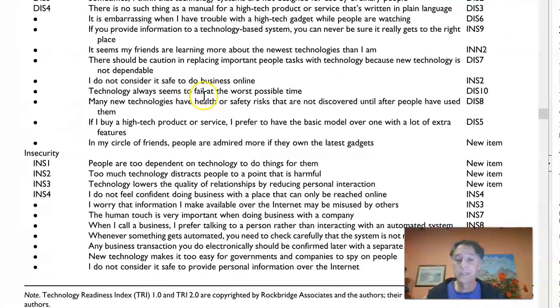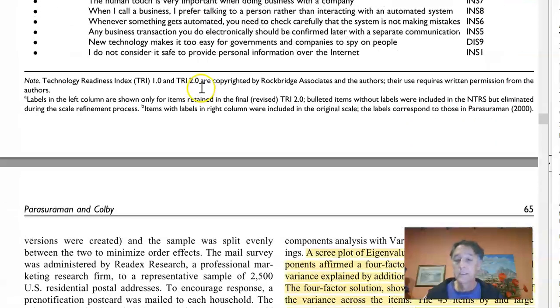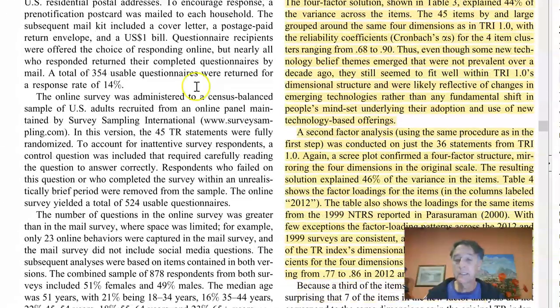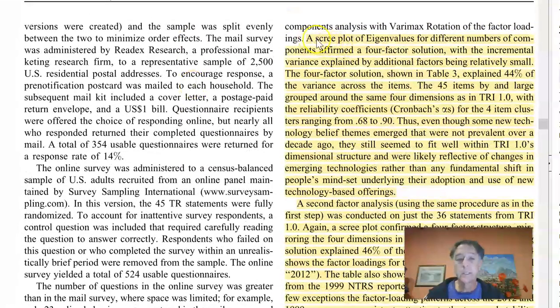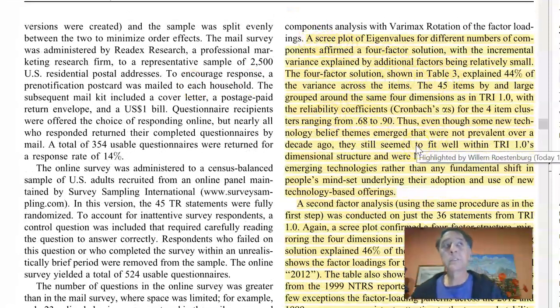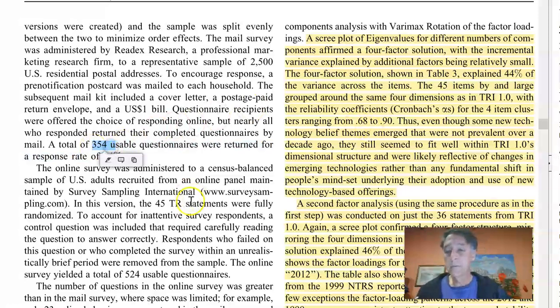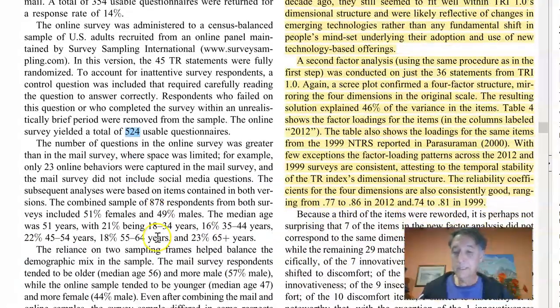They do a factor analysis, and from the factor analysis, they get to this, which is the technical detail. So in order for you to understand the validation process, what they do is they administer the scale to a large sample of people. In this case, they had 354 people. And the online survey had 524. So they had quite a big data set.